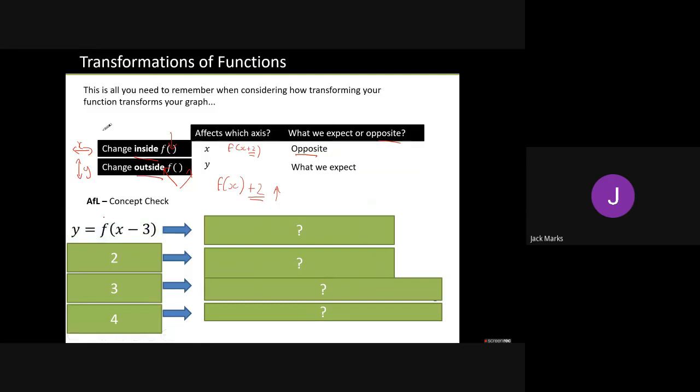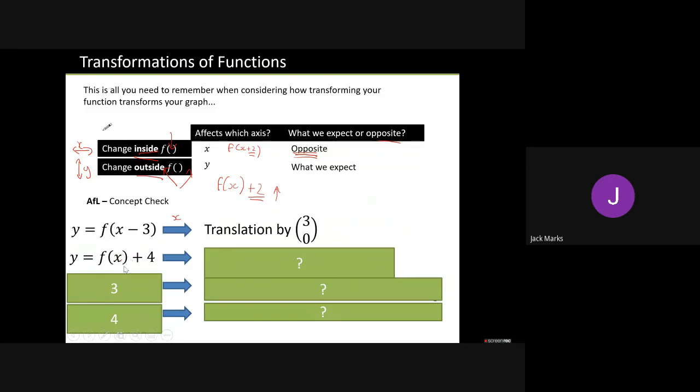So this one here, inside or outside the function? It's inside. So something here is going to happen to the x. Minus 3, well, we actually get the opposite of what we might expect. So this is going to go 3 units in the x direction to the right, or a translation. F of x, close bracket, then plus 4. This is outside. Plus 4 normally means shifting things up or translating by 0, 4.